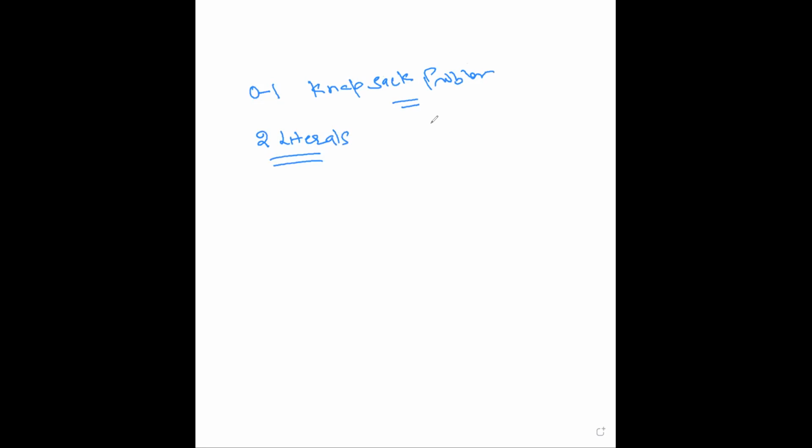If you remember which are those 2 literals, you can type in the chat window. I'll wait if any one of you can type the name of the 2 literals that we can use for the knapsack problem. We have already done the knapsack problem, so I'll not take too much time. Please write the name of the 2 literals that will be used for the knapsack problem.